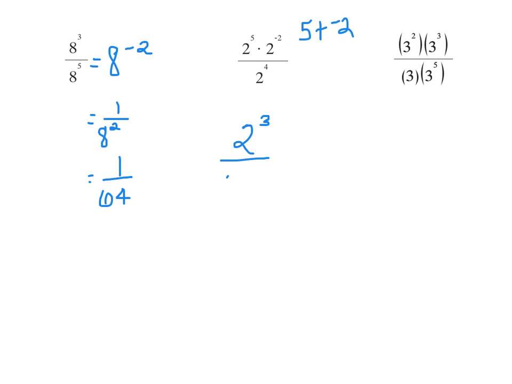I'm going to divide that by 2 to the fourth power. When I'm dividing with the same base, I can subtract my exponents. 3 minus 4 is negative 1. So my simplified expression becomes 2 to the negative first power, and I can write that as 1 over 2 to the first power, which is just the same as 1 half. All right, and try that third one.